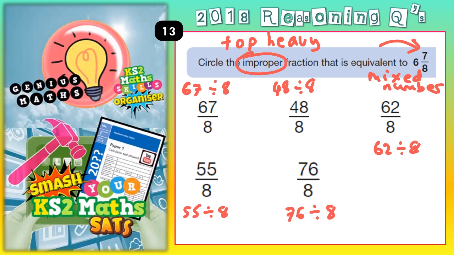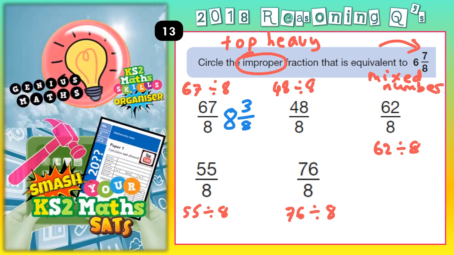So, 67 divided by 8. Well, 8 eights are 64. So 67 divided by 8 is going to be 8. 8 eights are 64, remainder 3. So it's 8 remainder 3, and because we're dealing with 8, it's 8 and 3/8.